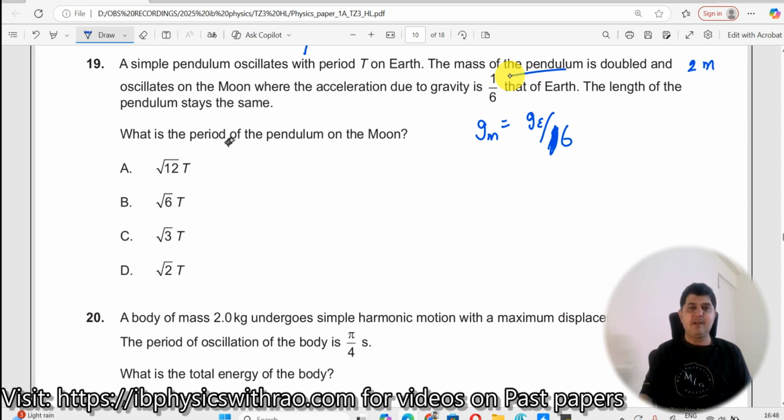The length of the pendulum stays the same. L is also the same. What is the period of the pendulum on the moon?